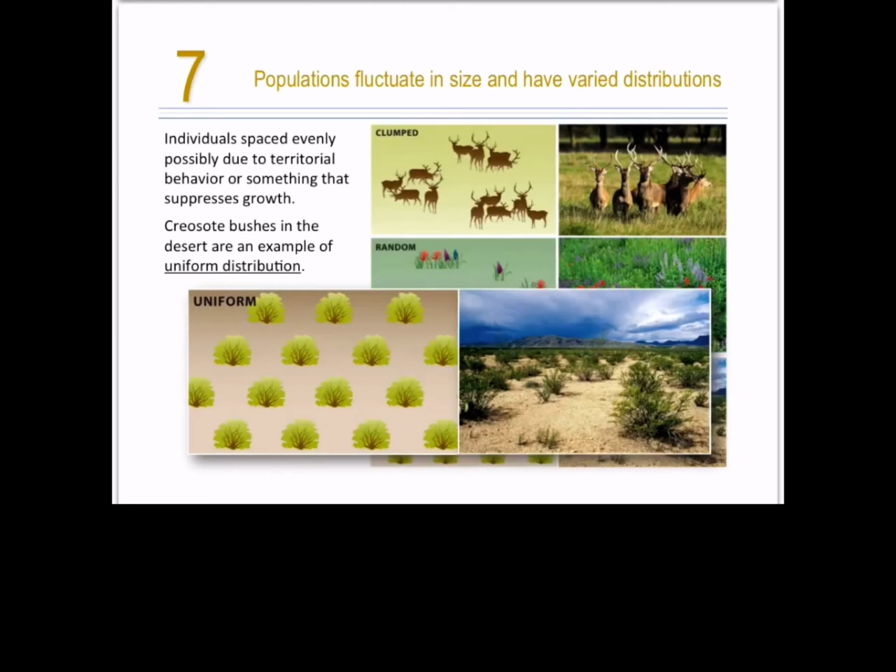And finally, some organisms display a uniform distribution, as is the case for the creosote bushes living in the desert biomes of the western United States. These organisms are evenly spaced out due to the availability of water in the desert, so that each plant competes with its neighbor for this abiotic limiting factor, and as a result, they have this rather uniform distribution in the landscape.